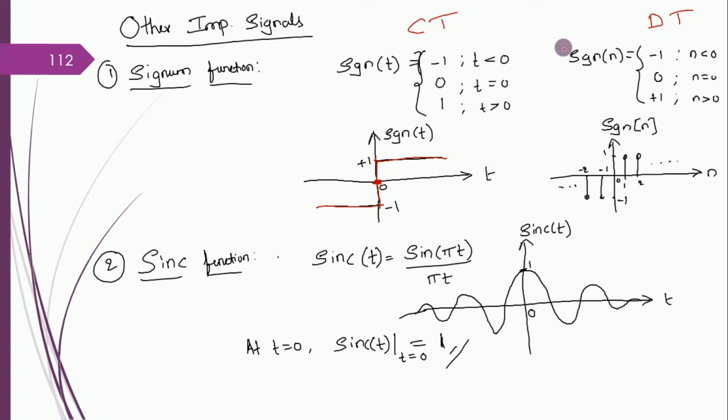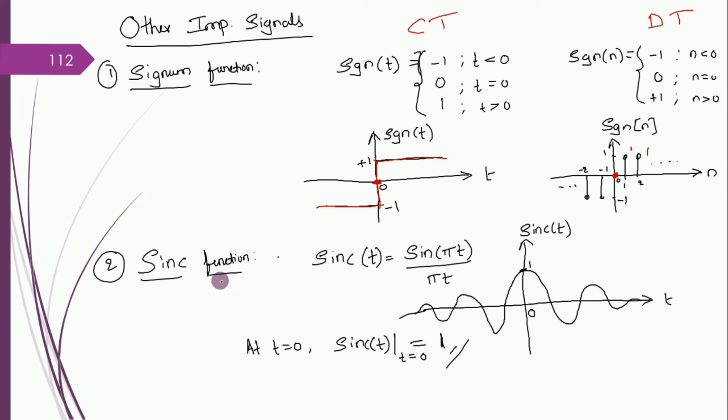Similarly, for discrete time signal, the Signum function is written as minus 1 for n less than 0, plus 1 for n greater than 0, and for n equal to 0, it is 0. So here the amplitude is 0. There is no amplitude at all. For n equal to minus 1, minus 2, and so on, you have amplitude minus 1. For n greater than 0, your amplitude is plus 1. This is the Signum function.